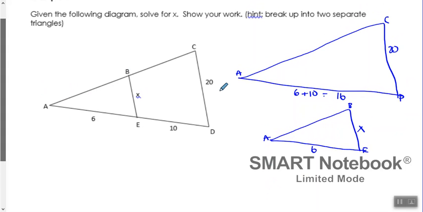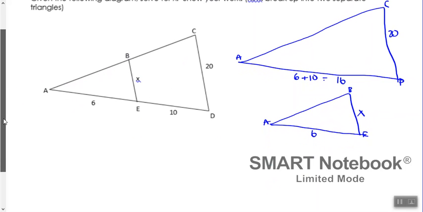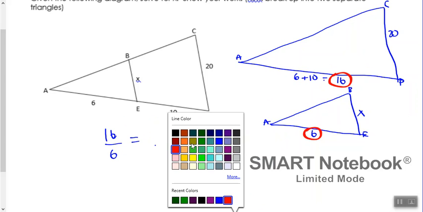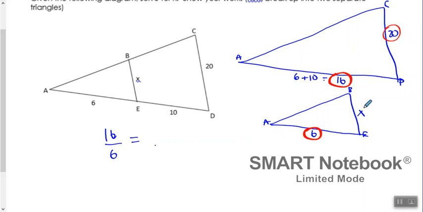So now it's a little bit easier to see where my corresponding sides are. So here I have 16 and 6. So let's set it up like so. So I have 16 over 6 equals, and then 20 over x.